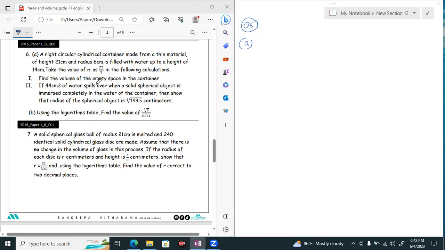You can work it out. A right circular cylindrical container made from a thin material of height 21 centimeters and radius 6 centimeters is filled with water up to a height of 14 centimeters. Find the volume of the empty space in the container. Okay. So what they have given, it is better to note down in a diagram.